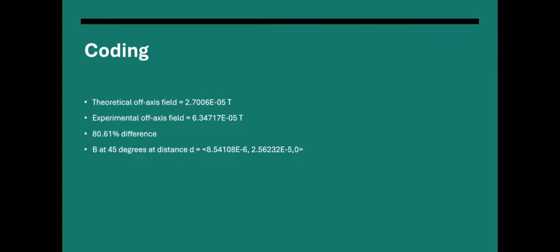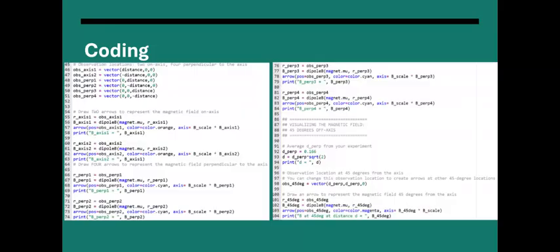For the coding, we found that the theoretical off-axis field was 2.7006 times 10 to the negative 5 Teslas, and the experimental off-axis field was 6.34717 times 10 to the negative 5 Teslas. There is an 80.61% difference, and B at 45 degrees, and that distance C was this vector. So this is some of the more important parts of the coding.